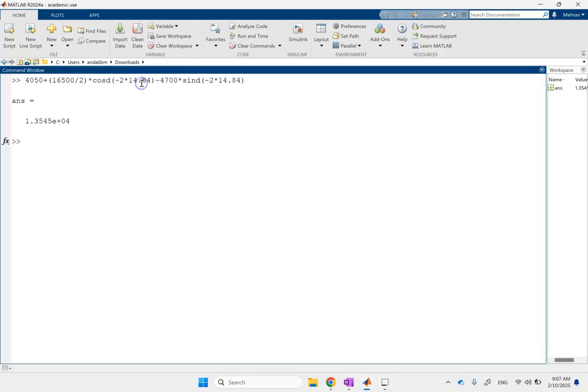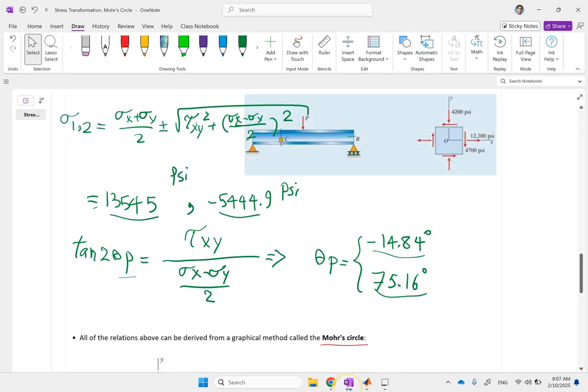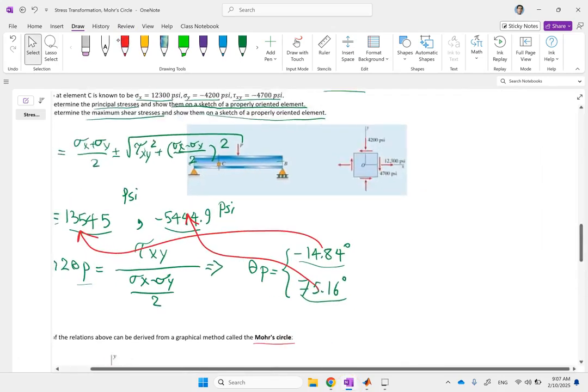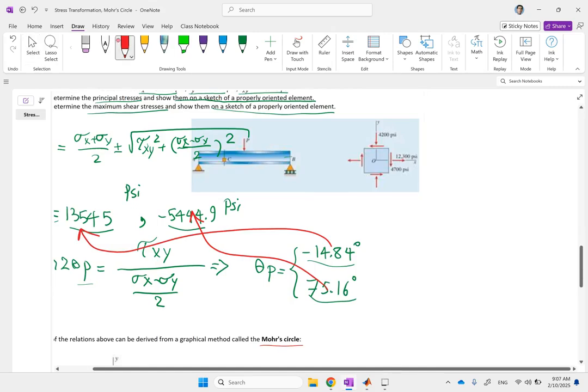So here is what I did. Just make sure, since these angles are in degrees, use sind and cosd. This is tau xy. This is the difference between sigma x and y divided by 2, and that is the average. And you see that the first angle corresponds to 13,000. Okay. So that is going to make life easy on us. So this corresponds to this, and this angle corresponds to that. So now if I want to show you the angle, it says it should go negative 14 degrees.